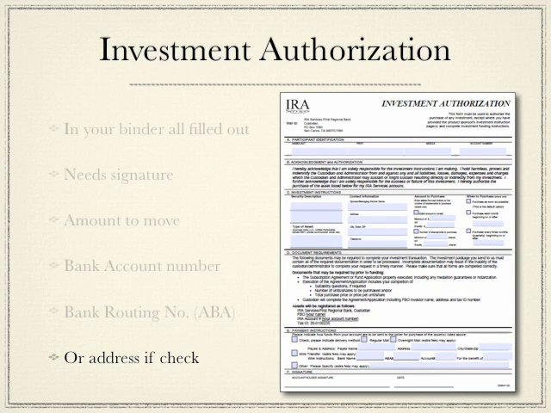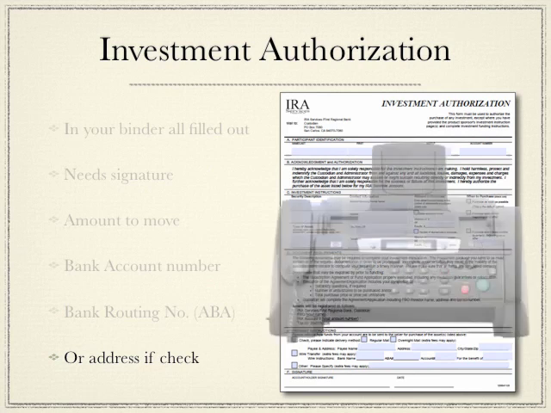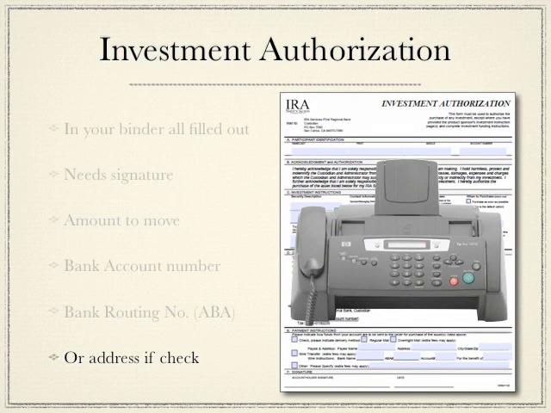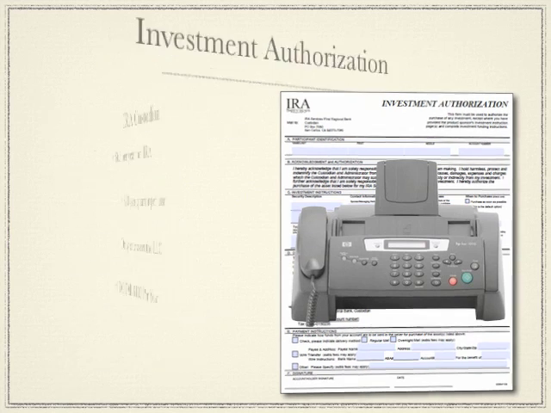Now if you have everything ready to go and you go open your bank account, you can still fill this out. You fax it to IRA Services, and if your money isn't there yet from the old custodian, if they're dragging their feet, they'll flag your account. It'll tell them that an investment is waiting to be made, and as soon as the funds come in, they'll send that money out within 24 hours.